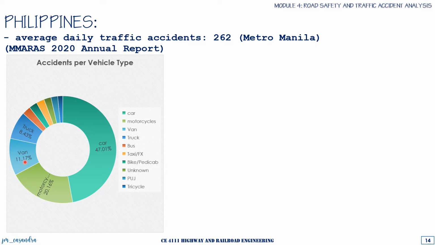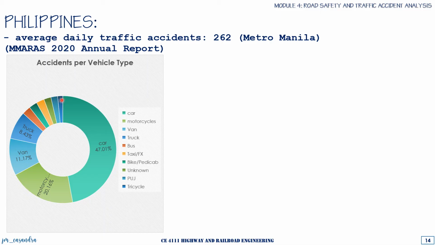Okay? Then we also have trucks at 8.43%, since Manila is one of the busiest economic hubs, so laging meron deliveries doon. Aside from that, Manila is where some of our products or produce come from, or we deliver them to Manila as well. Then we have buses at 2.58% accidents for Metro Manila. Then bikes, pedicabs, e-bikes at 2.48%, taxis and FX at 2.43%. We have unidentified or unknown vehicle type at 2.15%. We have our public utility jeepneys at 2.04%.